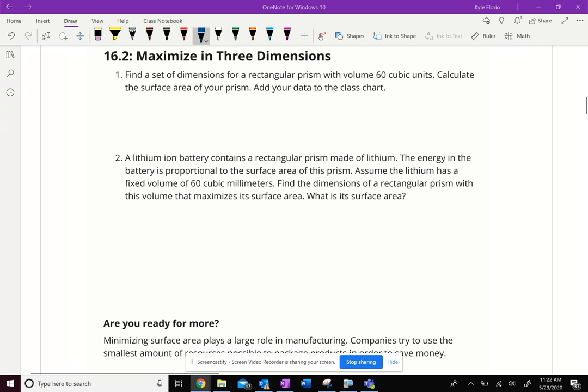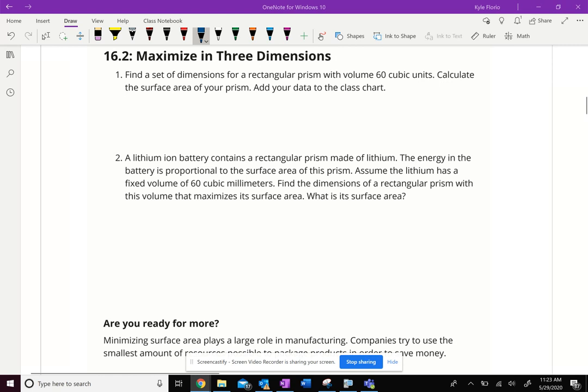A lithium ion battery, which is kind of like what you see in cell phones and stuff, contains a rectangular prism made of lithium. The energy in the battery is proportional to the surface area of the prism. What that means is the bigger the surface area, the more energy in the battery. So they want to increase the surface area of these lithium batteries. But don't play with these. These things are really dangerous, so be careful. Assume the lithium has a fixed volume of 60 cubic millimeters. Find the dimensions of a rectangular prism with this volume that maximizes its surface area.